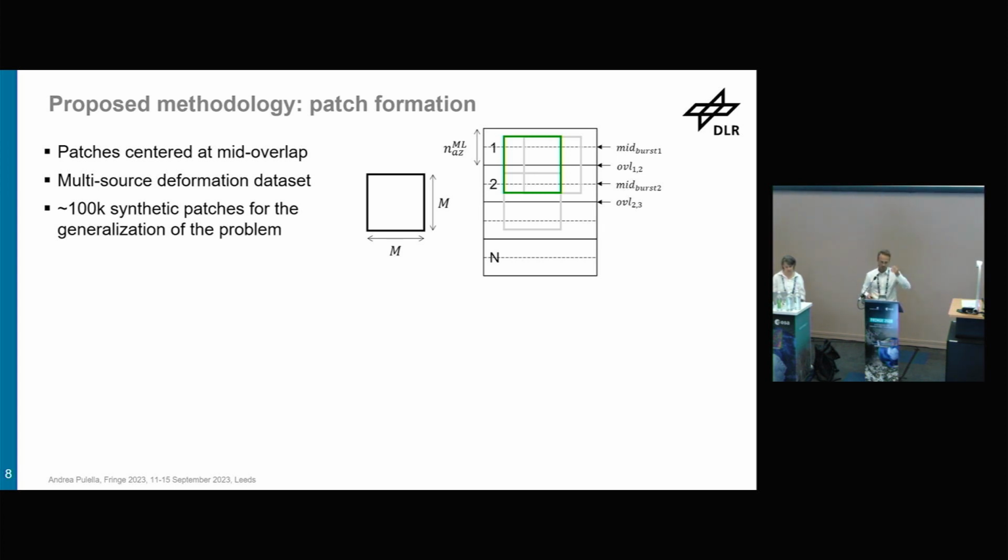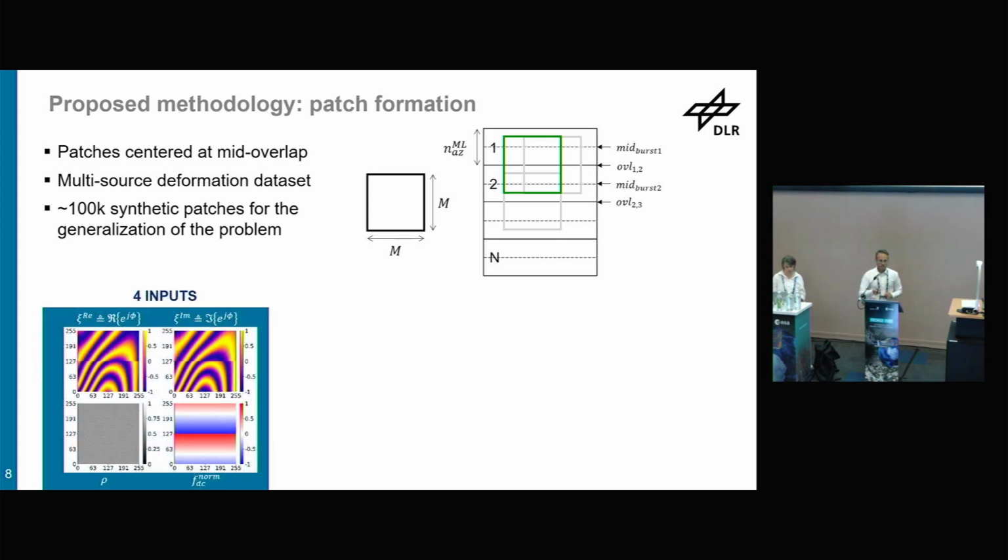So by using this mixing model, we are extracting the subshot after the bursting. We want to extract the patches. The solution we suggest is to take, let's say, patches whose size is bigger than the azimuth size of the burst after multi-looking, and they have to be centered and mid-overlap, because in this way we can exploit these inputs.